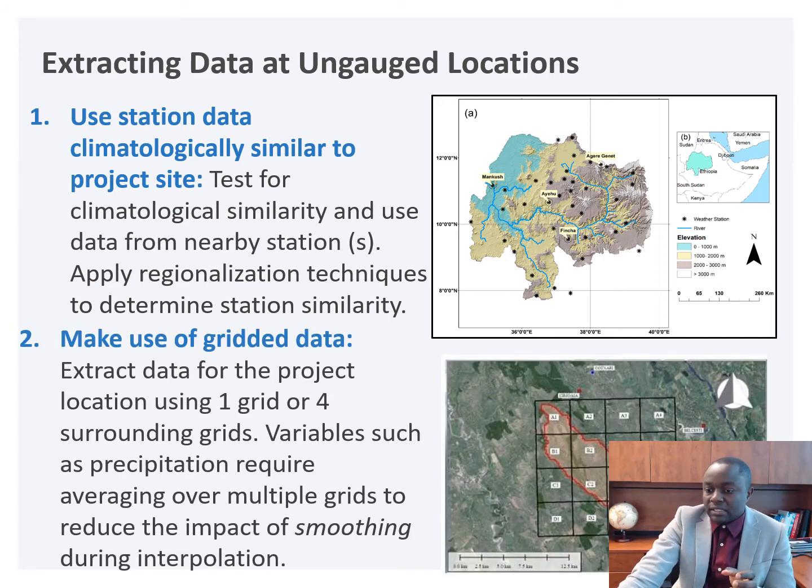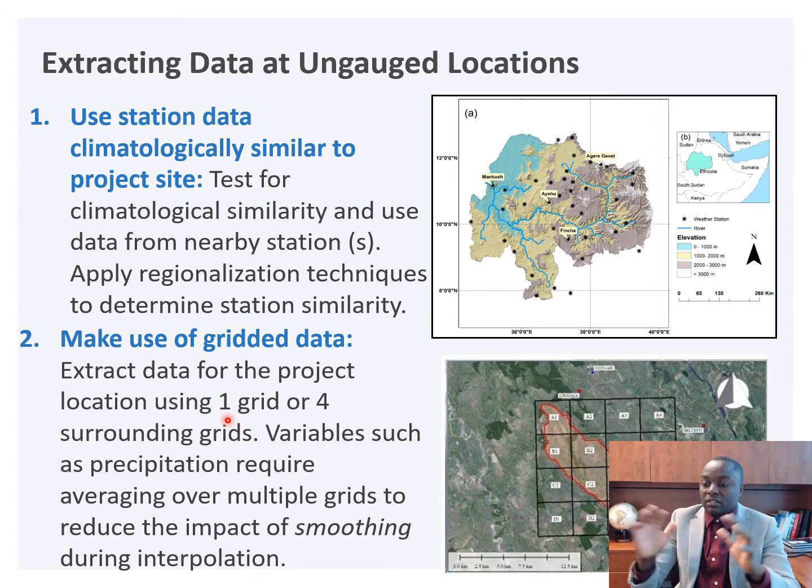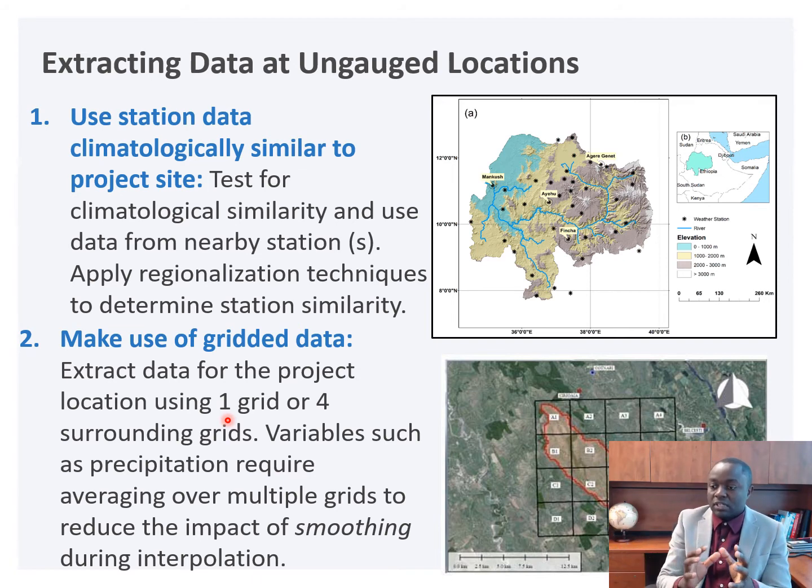In the absence of station data, make use of gridded data. To make use of gridded data for your project site, extract data from the project location using one grid or four surrounding grids. Variables such as precipitation will typically require averaging over multiple grids to reduce the impact of smoothing, which occurs during interpolation of station data to produce gridded data sets.